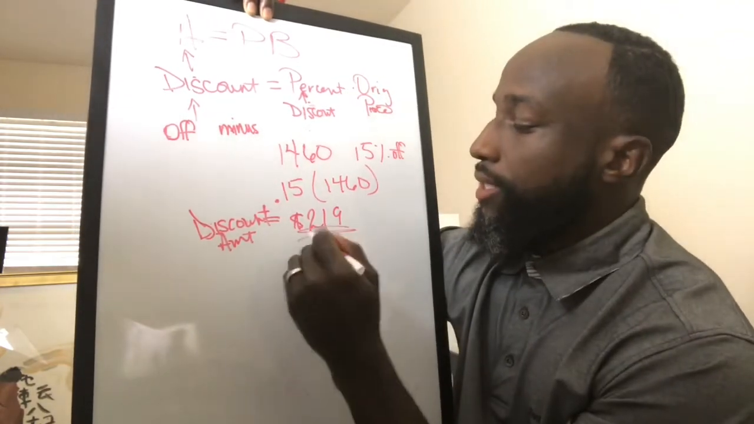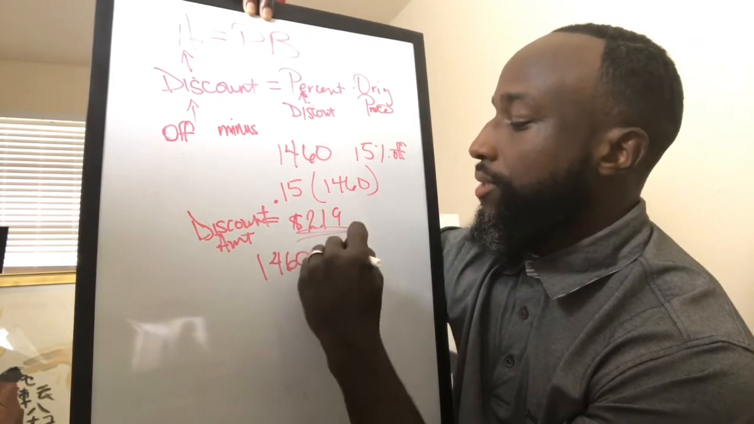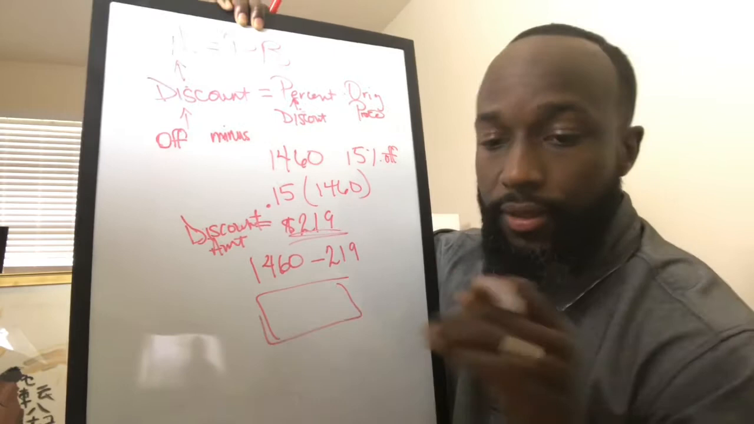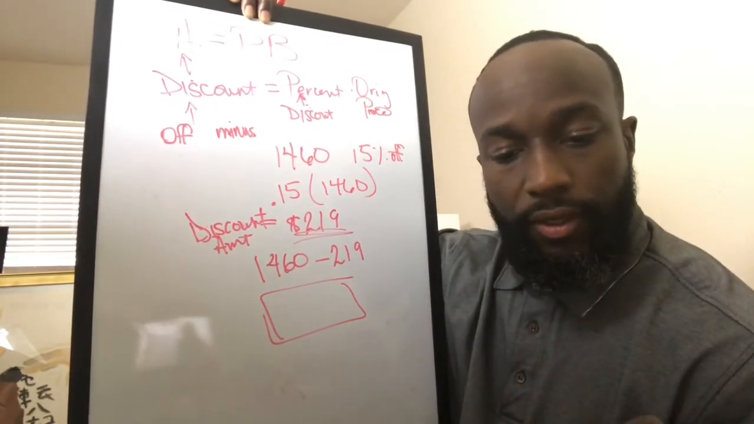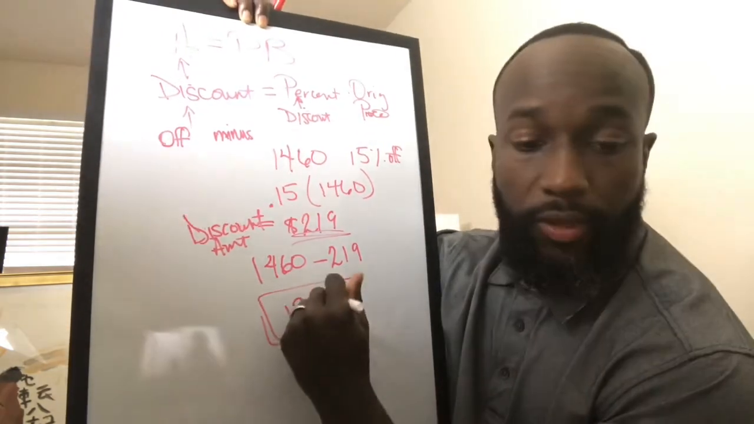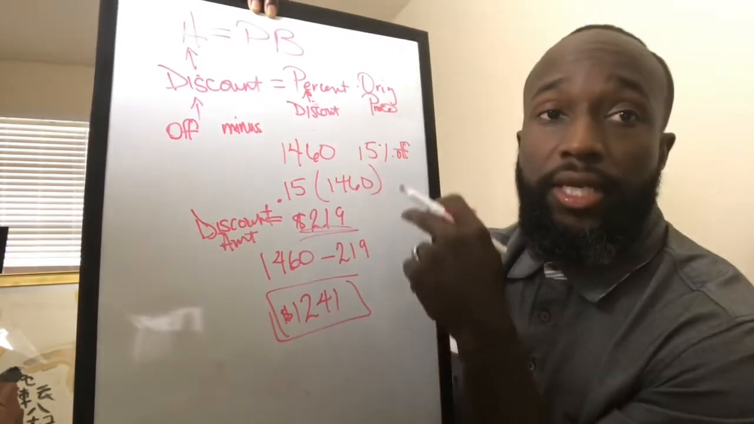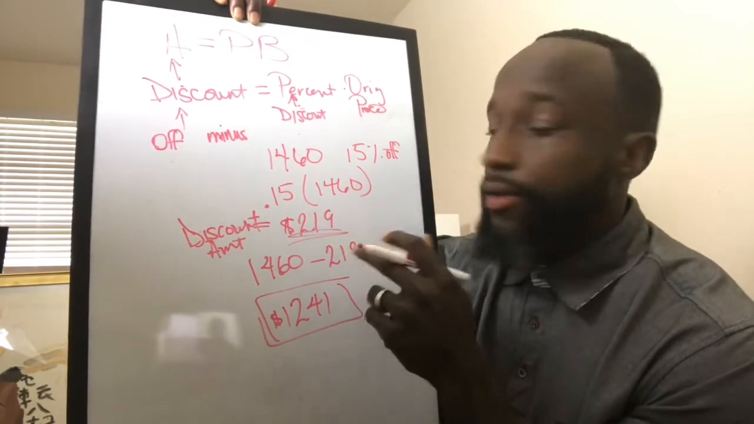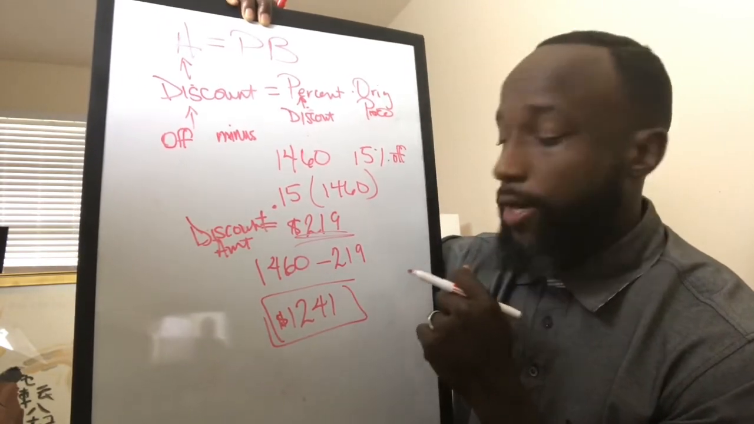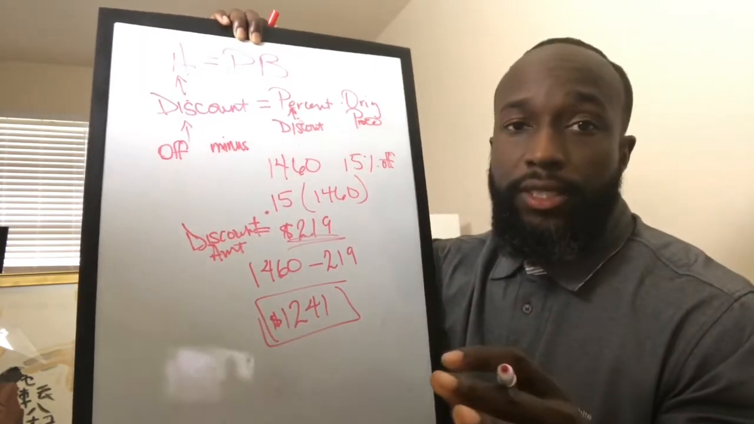You're going to take this $219 and subtract it from $1,460. So it's $1,460 minus $219 to get your new price, and you get $1,241. So at a 15% discount, you're going to pay $1,241 for your computer. It's $219 off.